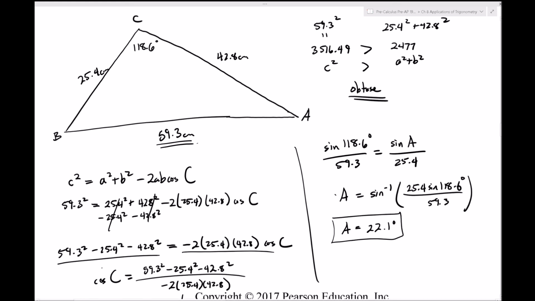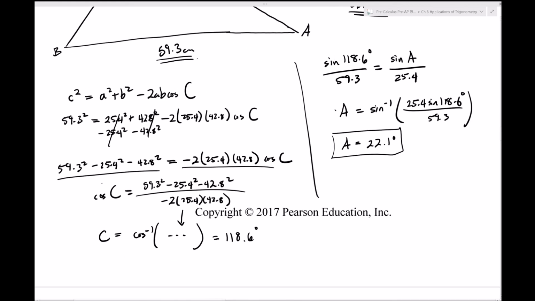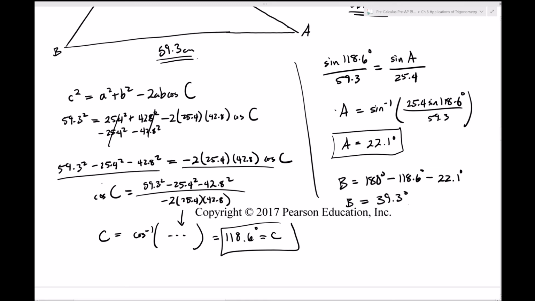So there's the next bit of information. I think I should box this one too. This one's big C. Last bit of information, B is equal to 180 degrees minus the sum of those two, 118.6, and then minus 22.1, if I just write it all together as one big sum or difference. And if you do this correctly, 39.3 degrees. This is the value for big B.